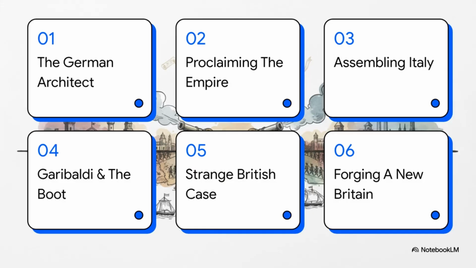So here's our roadmap for today. We're going to dive into 3 distinct historical case studies. First up, the German architect. Then, proclaiming the German Empire. After that, assembling the Italian puzzle, followed by Garibaldi and the boot. And finally, we'll look at the strange British case and forging a new British nation.